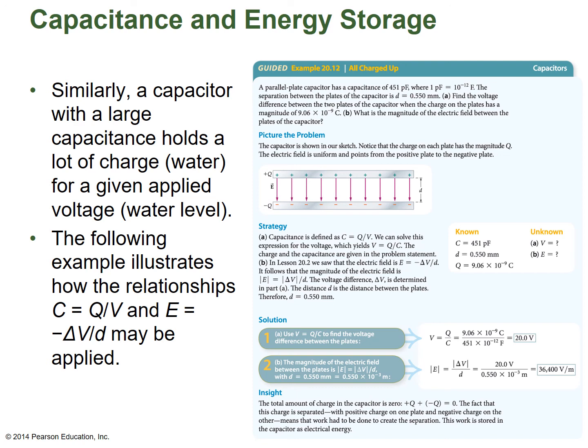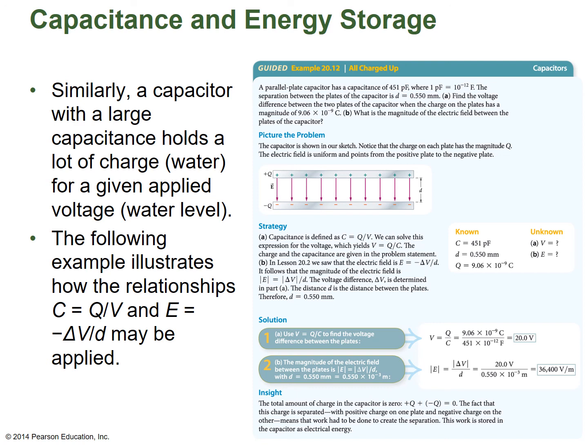So the voltage across this capacitor is 20 volts, which means that in order to charge this capacitor with a positive charge of 9.06 times 10 to the minus 9 coulomb, and to charge the negative plate with a charge of minus 9.06 times 10 to the minus 9 coulomb, you have to apply a battery that has a voltage of 20 volts.